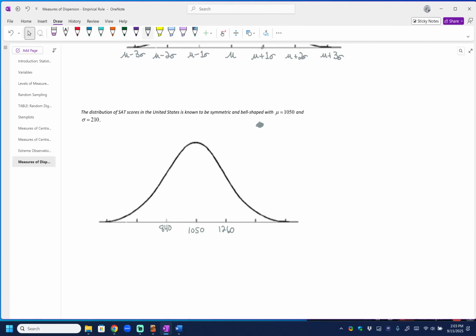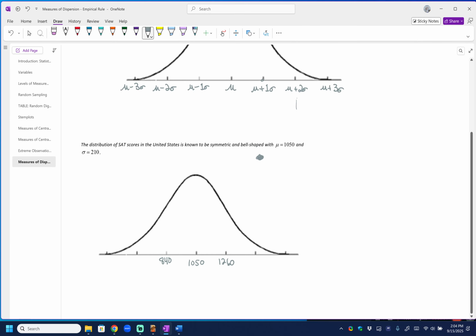Okay, keeping on moving. Remember, if we go up to here, we go 2 standard deviations, 3 standard deviations. So we just want to keep adding 210 to each score. This is going to end up being 1470 and 1680 on this side. And then on the other side, we're going to keep subtracting 210 to get 630 and 420 as the remaining markers of our SAT scores on this bell-shaped curve.